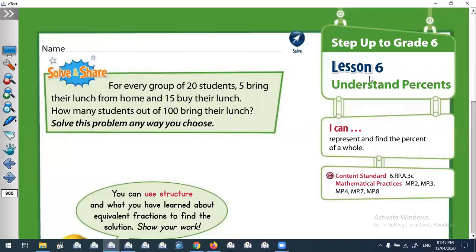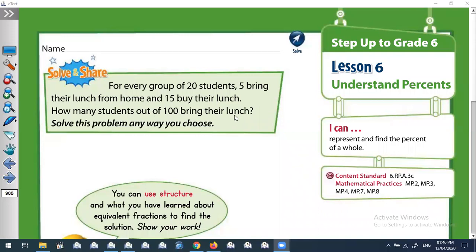How are you today? Our lesson today is lesson 6 of Step Up to Grade 6: Understand percents. Today we are going to learn how to convert any fraction into percent. We know that the symbol of the percent is like that. Today we are going to use this symbol to convert any fraction into percent.